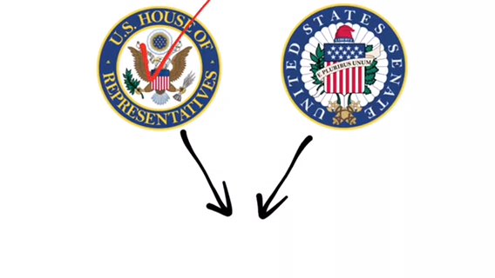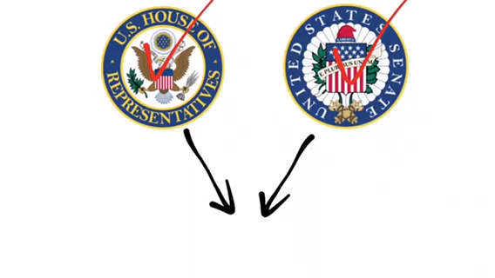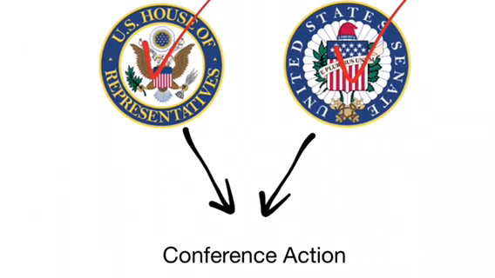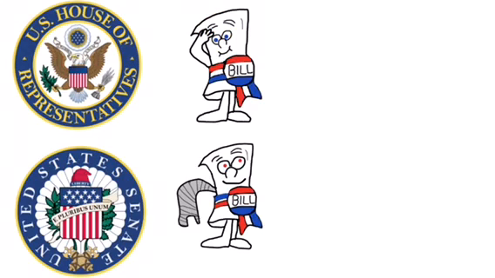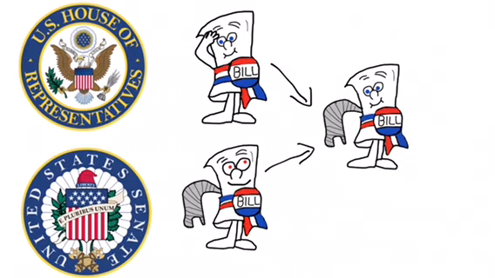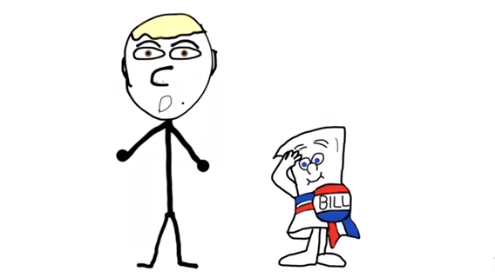Finally, if a majority of the House and 60 people in the Senate vote for a bill, then we get a conference action. If different versions of a bill are passed by the House and Senate, then a conference committee is formed to work out the differences between the two bills. This is very common since most bills end up with some differences between the House and Senate versions.